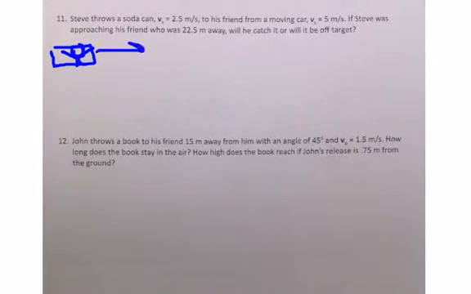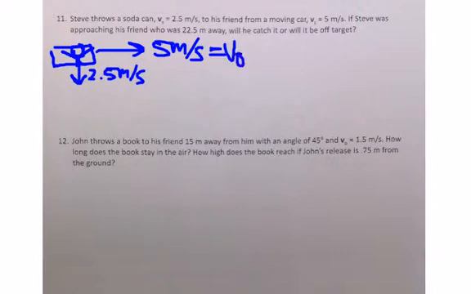So his car is moving 5 meters per second, and he throws his soda can 2.5 meters per second. So notice we have two different components, depending on how you drew it. If you drew it the other way, one would have been the x and one would have been the y, and that's okay. So this is your initial velocity in only the x direction. This is your initial velocity in only the y direction.